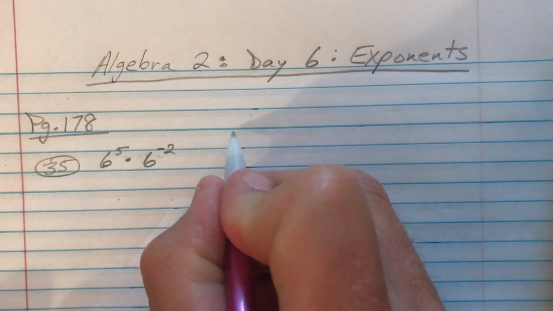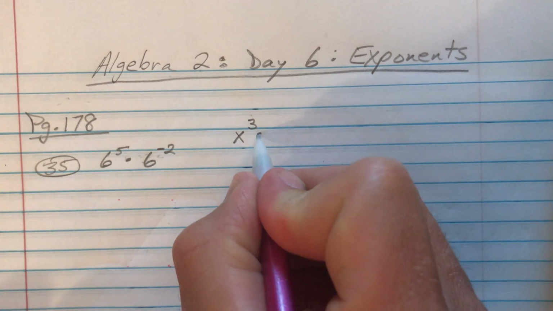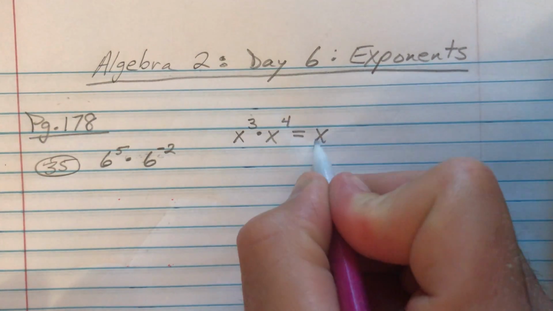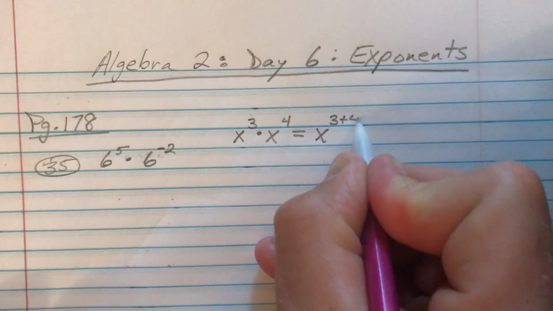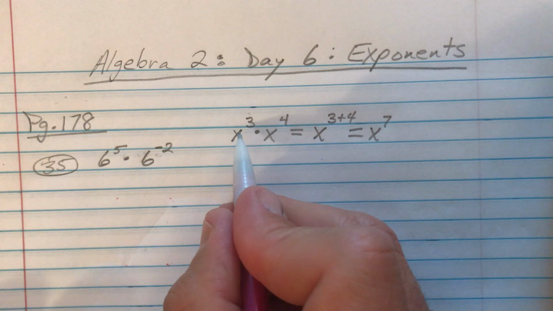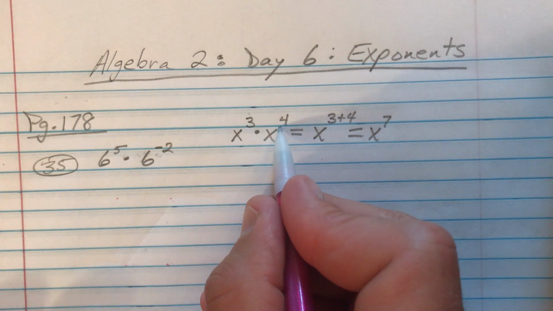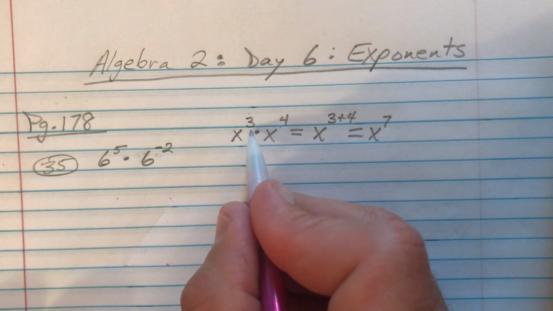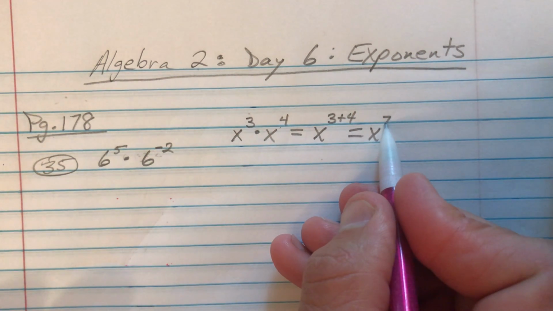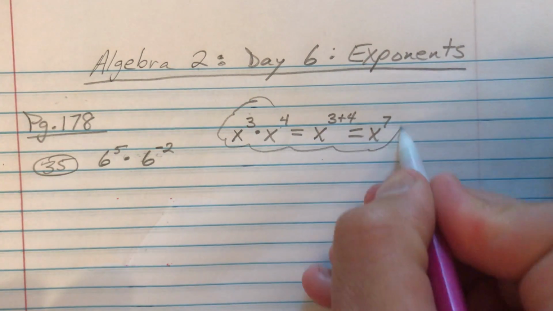It's more common to see x cubed times x to the 4th. That would be x to the 3 plus 4, which is x to the 7th. Because if you think about it, here's 3 x's being multiplied, here's 4 x's being multiplied. If you're multiplying 3 x's by 4 x's, ultimately you really have 7 x's. So if you just think about it, it'll make sense.